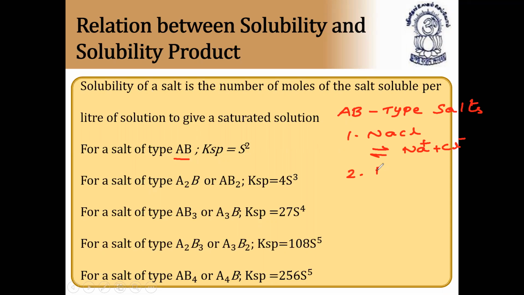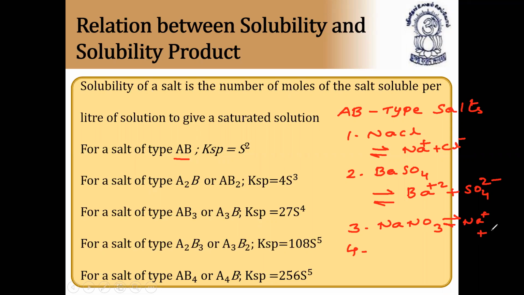Second, barium sulfate, also coming under AB type salt because equal numbers of cations and anions are present. So the charge of the cation is equal to the charge of the anion, that is SO4 2 minus. Third, we have sodium nitrate. Sodium nitrate is also coming under AB type salt because it forms Na plus and NO3 minus.